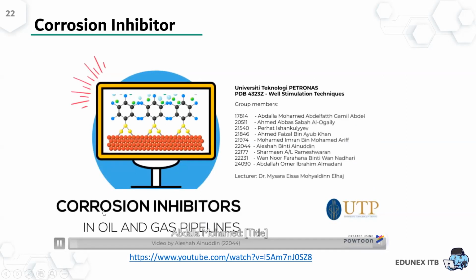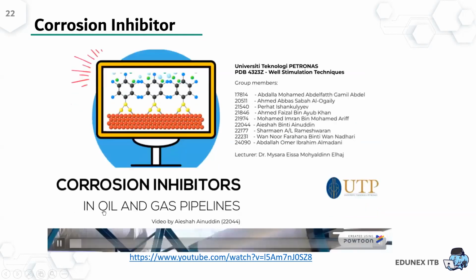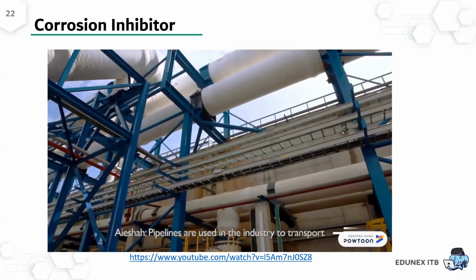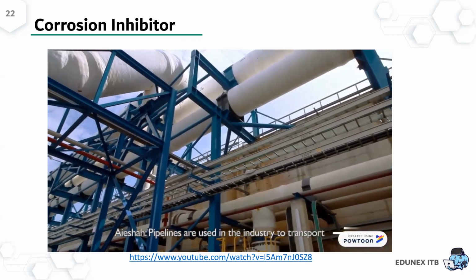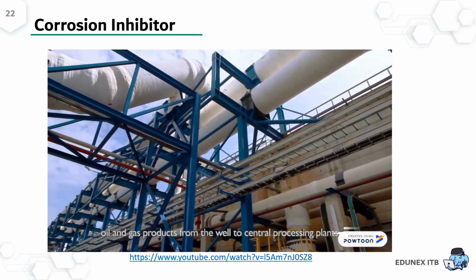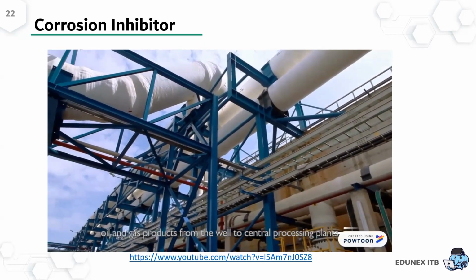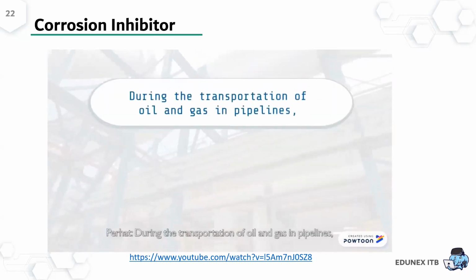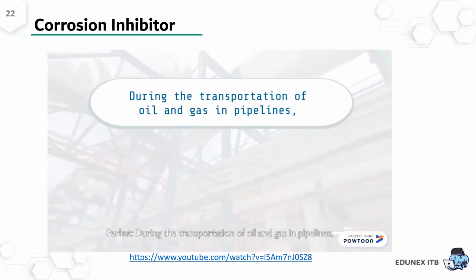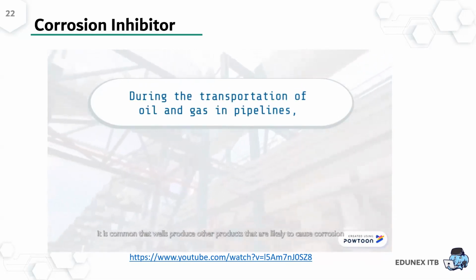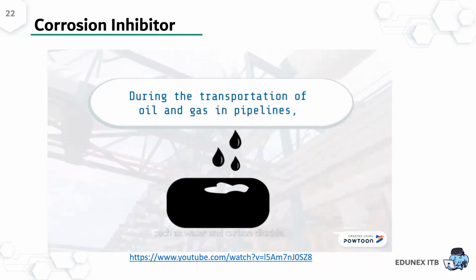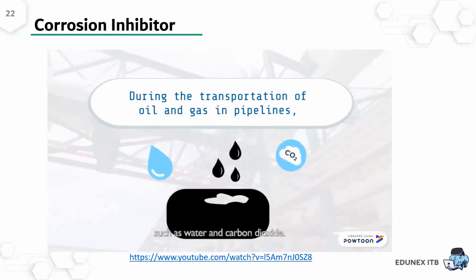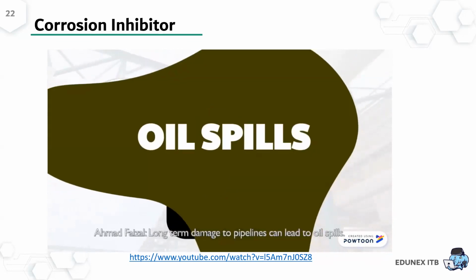Corrosion inhibitors in oil and gas pipelines. Pipelines are used in the industry to transport oil and gas products from the well to central processing plants or downstream locations, sometimes over long distances. During the transportation of oil and gas in pipelines, it's common that wells produce other products that are likely to cause corrosion, such as water and carbon dioxide. Long-term damage to pipelines can lead to oil spills.